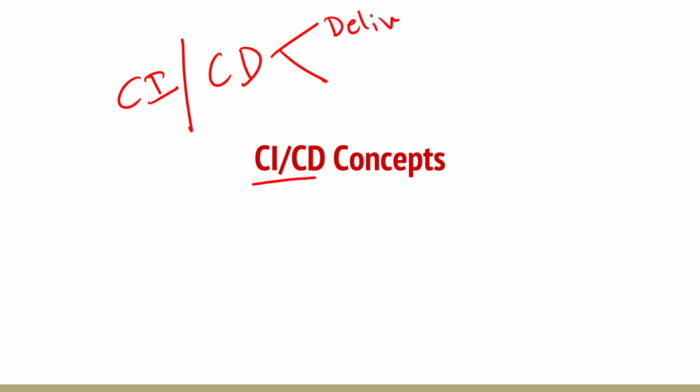CI/CD, continuous integration, continuous delivery or deployment. Okay, continuous integration or CD. CD has two meanings here. The original meaning was continuous delivery, and we also use this CD for continuous deployment. So whenever we say CI/CD, it is continuous integration and continuous delivery along with the deployment.